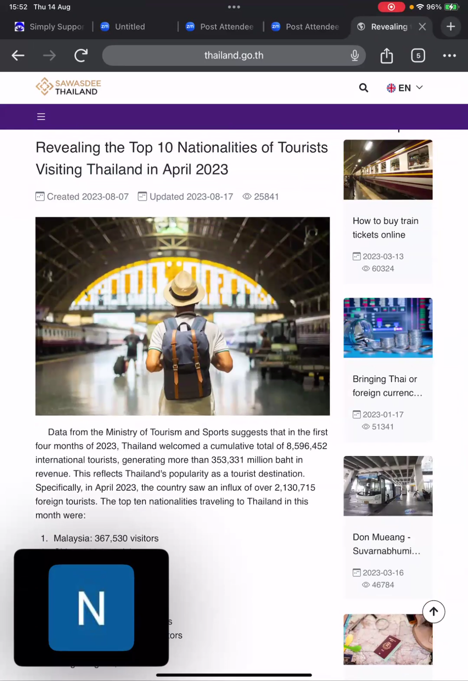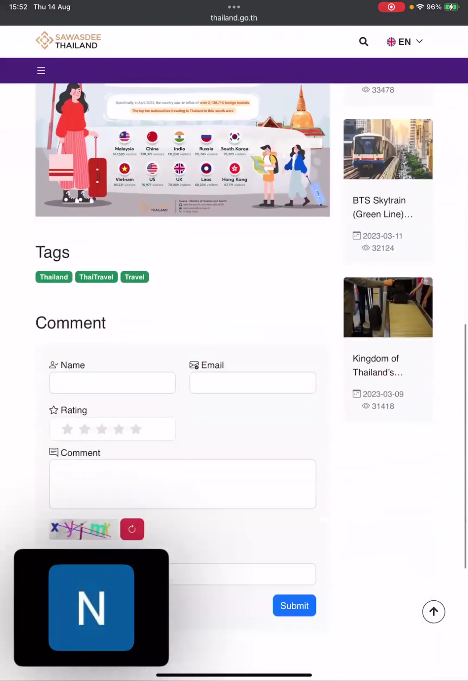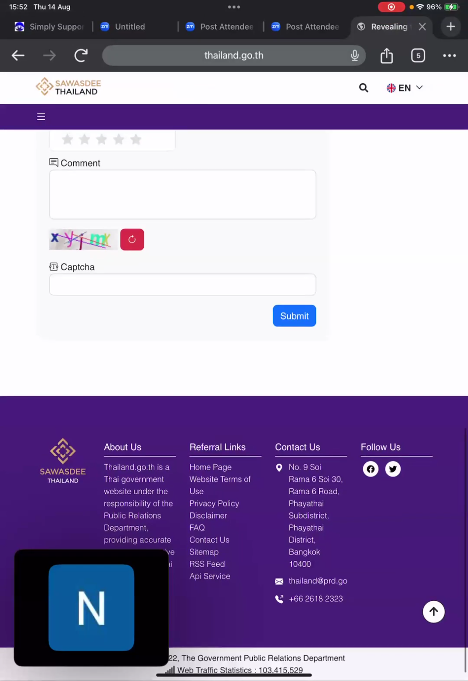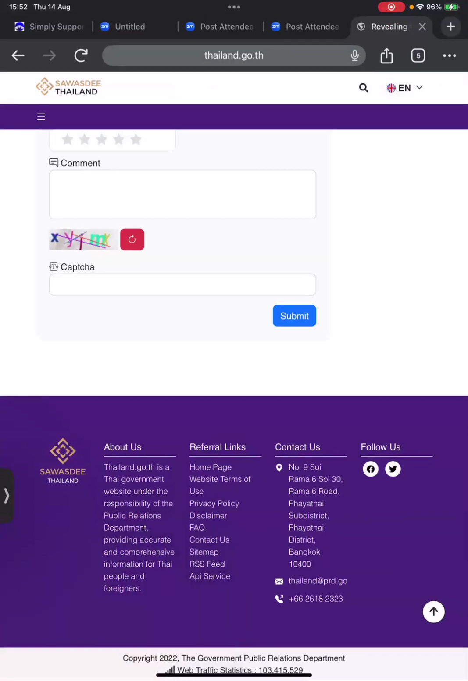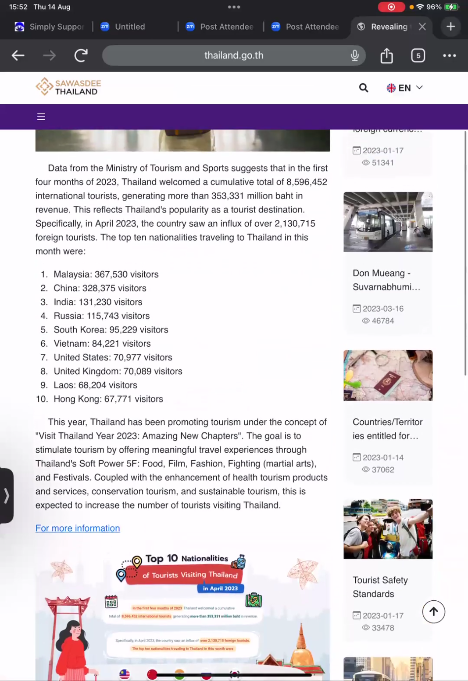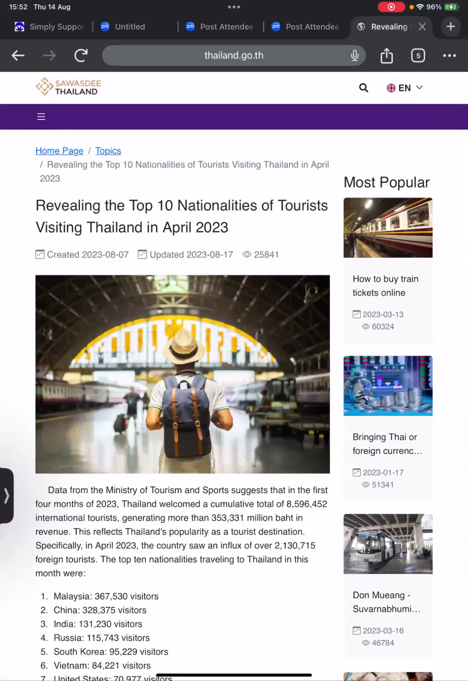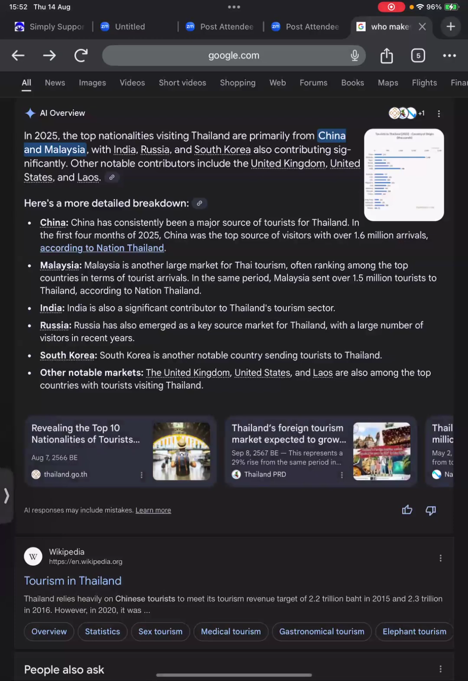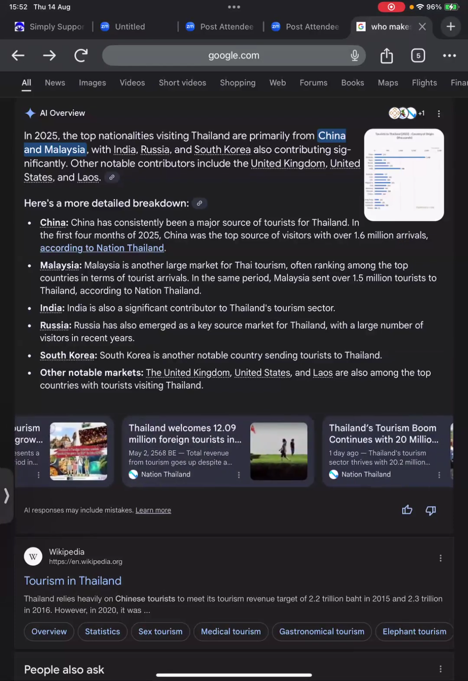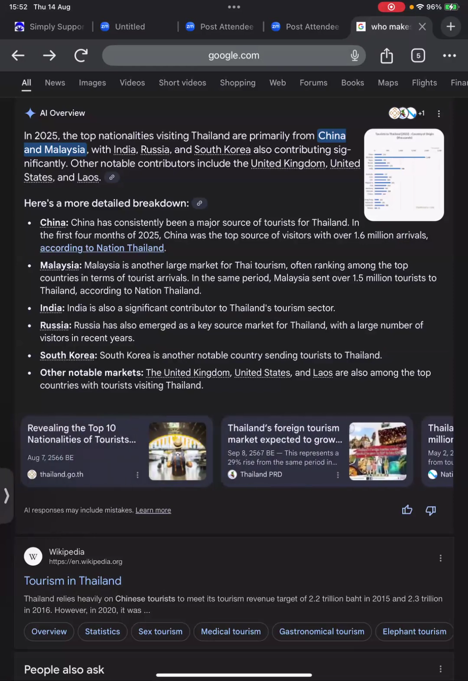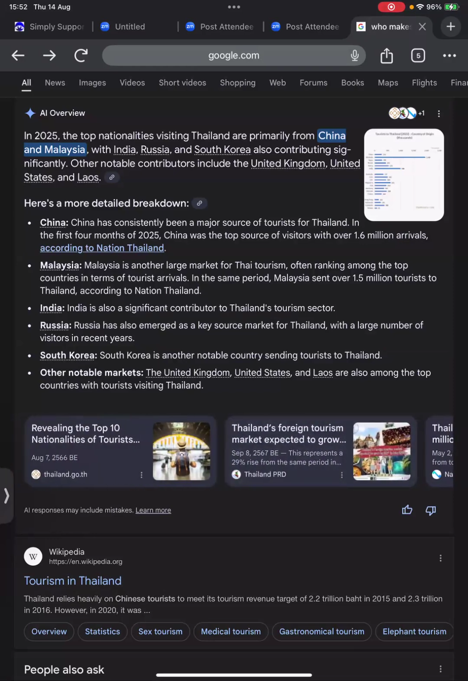And this source.go.th, is this some sort of... it's a government public relations department. Okay, so it should be reliable enough. Should be reliable enough indeed. Okay. Right, Thai PRD. So it actually knows how to choose information. Pretty good. All right, so I'm going to make just a paraphrase, right? Top nationalities visiting Thailand are primarily from China and Malaysia.